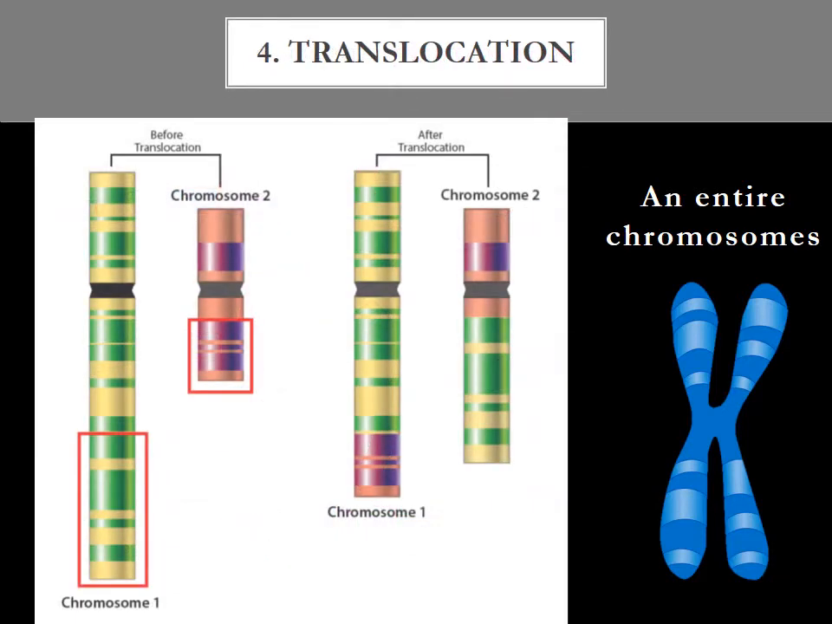Finally, in translocation, a segment of DNA from one chromosome is moved to another chromosome. Here you see that a piece of chromosome 1 ends up on chromosome 2, and a piece of chromosome 2 ends up on chromosome 1.